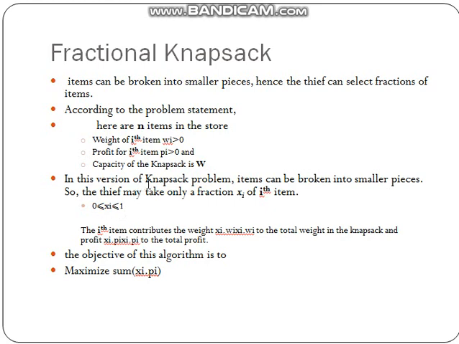In this version of the knapsack problem, items can be broken into smaller pieces, so the thief may take only a fraction xi of the ith item. Here 0 is less than or equal to xi, which is less than or equal to 1. So the ith item contributes xi times Wi to the total weight of the knapsack and xi times Pi to the total profit. The main objective here is to maximize the summation of xi times Pi.